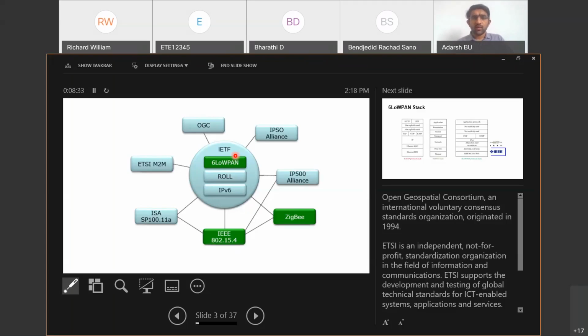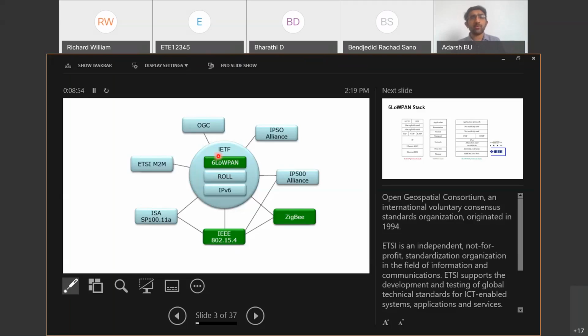IETF is the one global organization, the Internet Engineering Task Force. It works on the standardization of internet protocol standards, as I mentioned, in different layers. And it is completely open for everyone. Anyone can work on it.